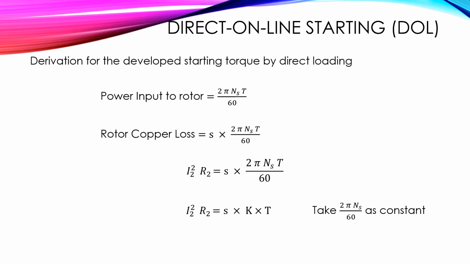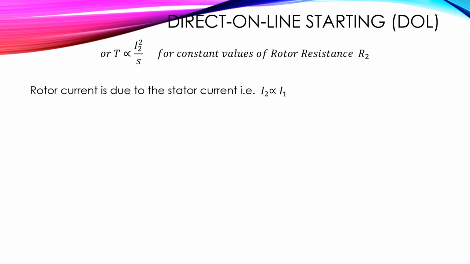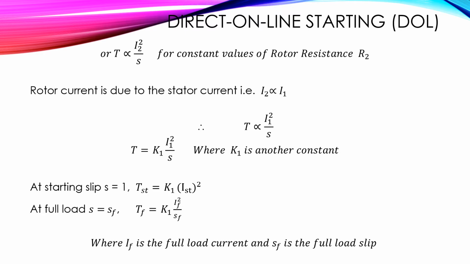Here we can take 2 pi Ns by 60 as constant, so we can write I2 square R2 is equal to S K T, where K is a constant. So the torque developed is given by the equation T = I2 square R2 by K S. So torque is directly proportional to the square of the rotor current I2 and inversely proportional to the slip S, for constant values of rotor resistance R2. And we know that rotor current is due to the stator current, that's why I2 is directly proportional to I1. Therefore, torque is directly proportional to the square of the stator current I1 and inversely proportional to the slip S. Therefore, T is equal to K1 I1 square by S, where K1 is another constant.